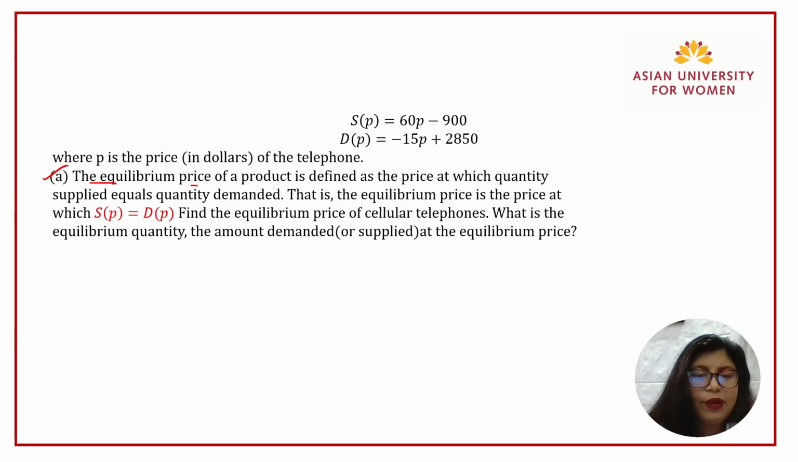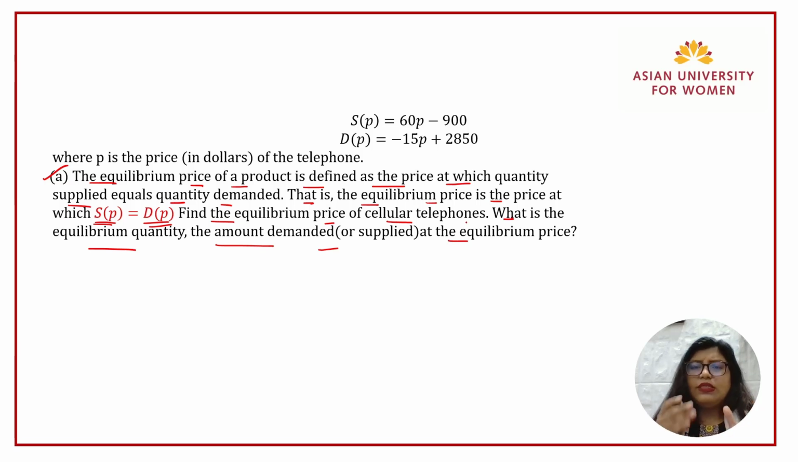The equilibrium price of a product is defined as the price at which quantity supplied equals quantity demanded. That is, the equilibrium price is the price at which the supply function becomes equal to the demand function. Find the equilibrium price of cellular telephones. What is the equilibrium quantity? The amount demanded at the equilibrium price.